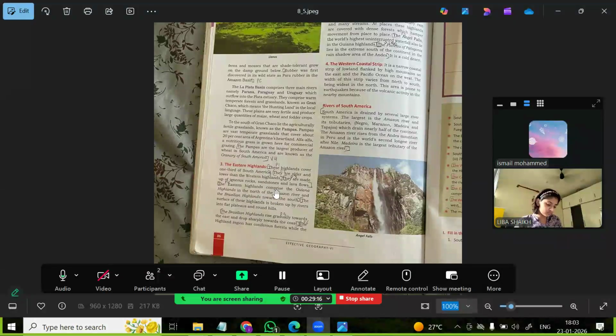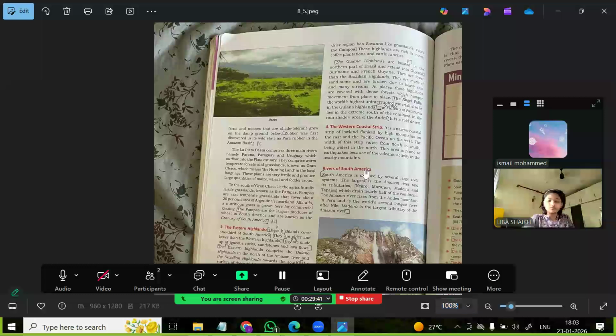So, what are the Eastern Highlands? They consist of Guiana Highlands in the north of the Amazon River and Brazilian Highlands in the south. Then the Brazilian Highlands rise gradually towards the east and drop sharply towards the coast. Yeah, this you need to remember.